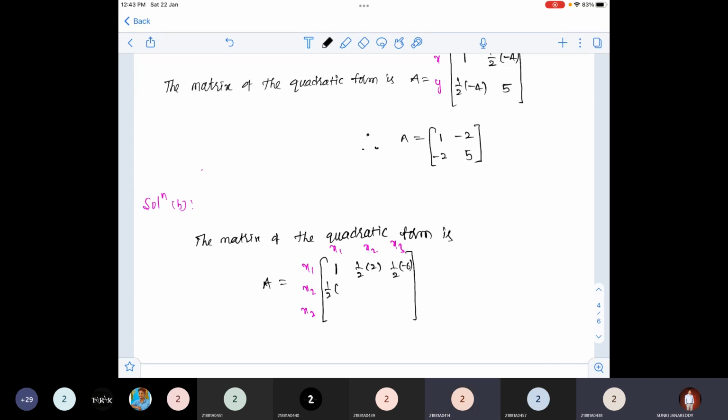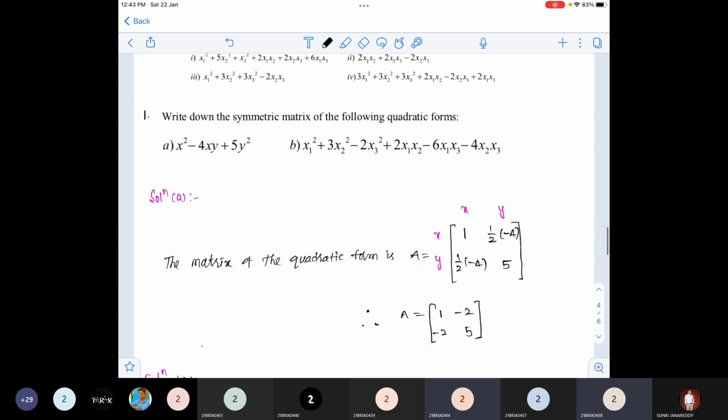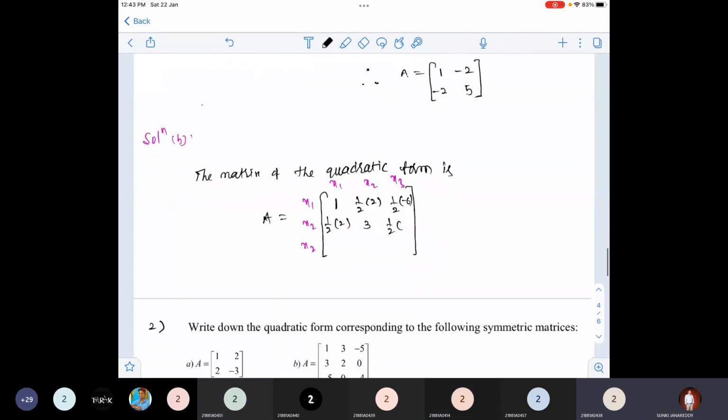Next, the x1 x2 coefficient again: 2. Next, the x2 square coefficient, then 1 by 2 into minus 6. Next, x2 into x3: minus 4, not plus 4. Minus 4. Okay, next, what about the next one? x3 into x1, 1 by 2 into minus 6. Sorry, not x2, it is x3, minus 6. Okay, a second.